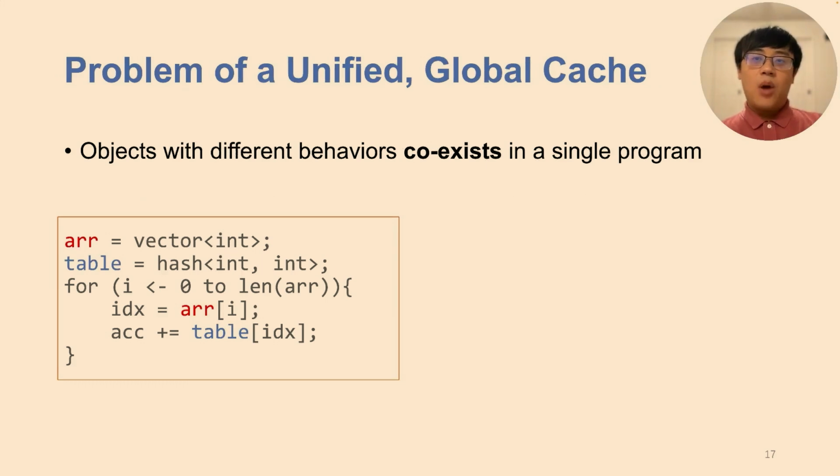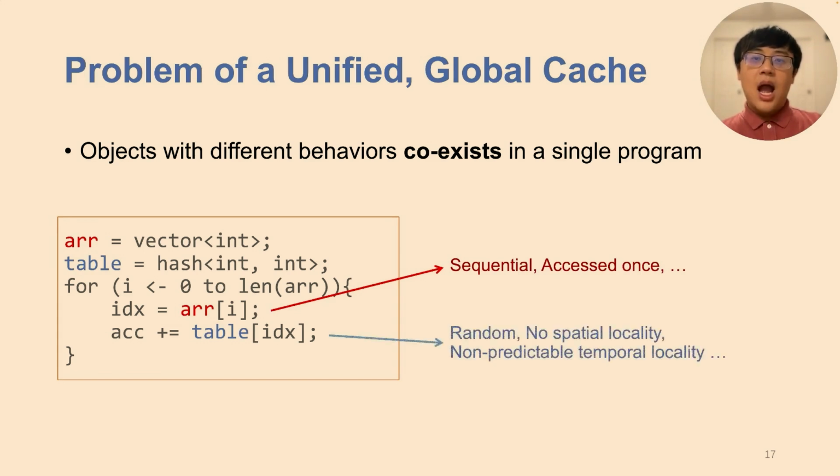The major problem of one unified cache is that objects with different behaviors coexist in a single program. In this example code snippet, we have two variables. One is array, which is a vector, and another is table, which is a hash table. The array is sequentially accessed in a loop. Every element in the array is accessed exactly once and requires no caching. However, in contrast, the table is accessed near randomly and has no notable spatial locality or predictable temporal locality. This shows distinct behaviors, and both need to be captured in the generated programs.